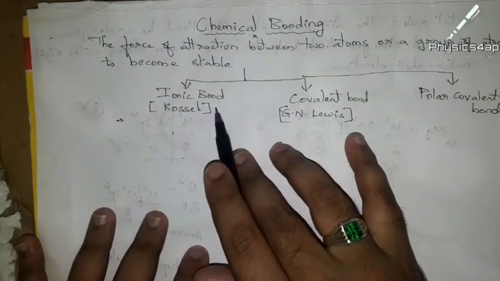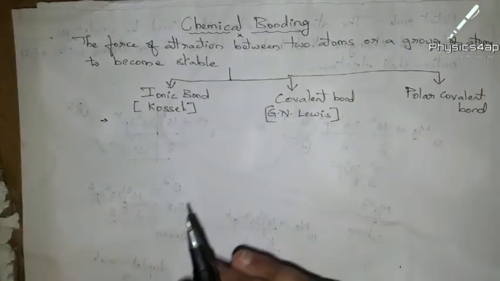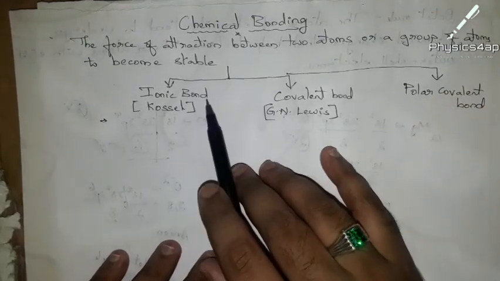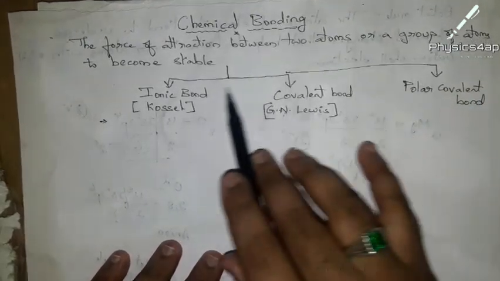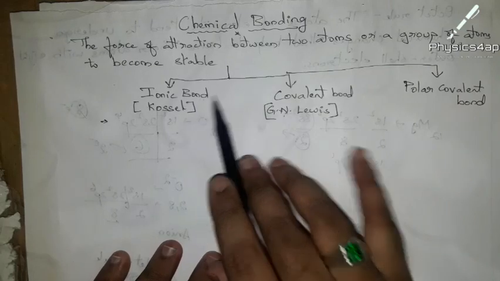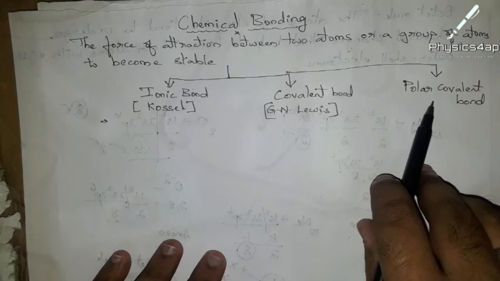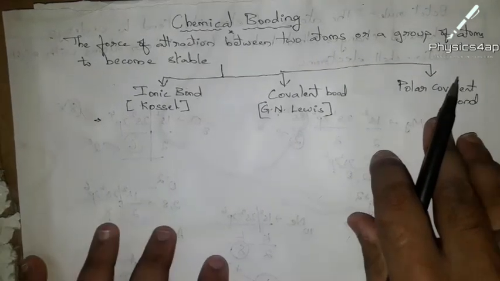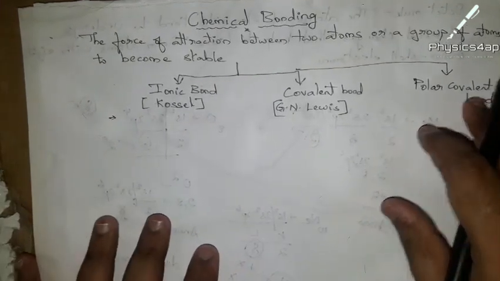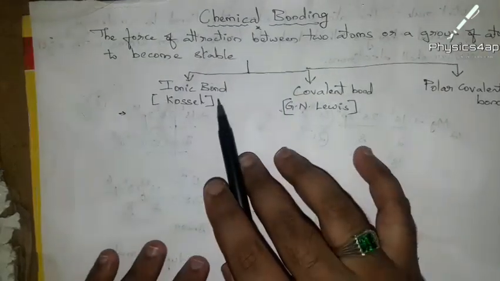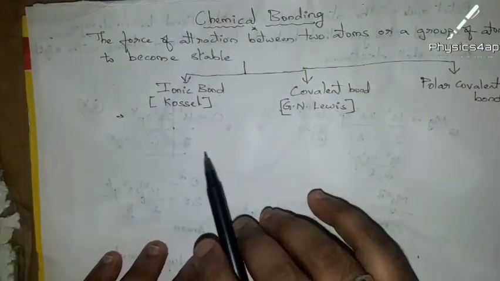Now what is ionic bond, what is covalent bond and what is polar covalent bond? The polar covalent bond has the properties of both ionic and covalent bonds combined. This will be explained at the end of the chapter. Coming to the ionic bond and covalent bond, we are going to discuss more deeply what is ionic and what is covalent over here.